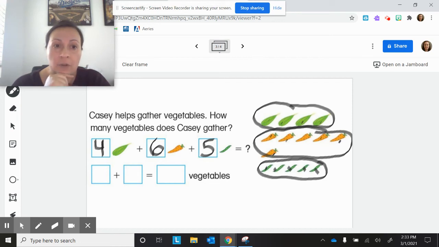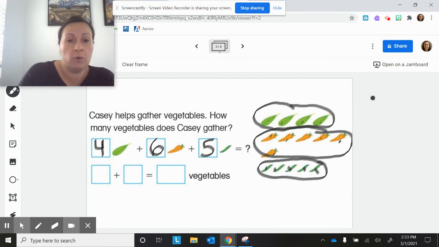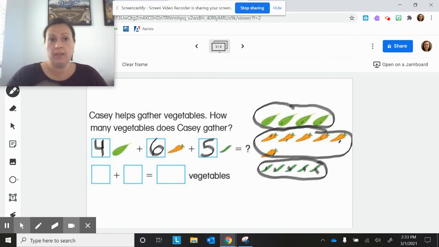Now let's look at these first 2 partners, 4 and 6. Do 4 and 6 make 10? Well, let's put 6 in our head and count 4 fingers. 6, 7, 8, 9, 10. It does. It makes a rainbow of 10.